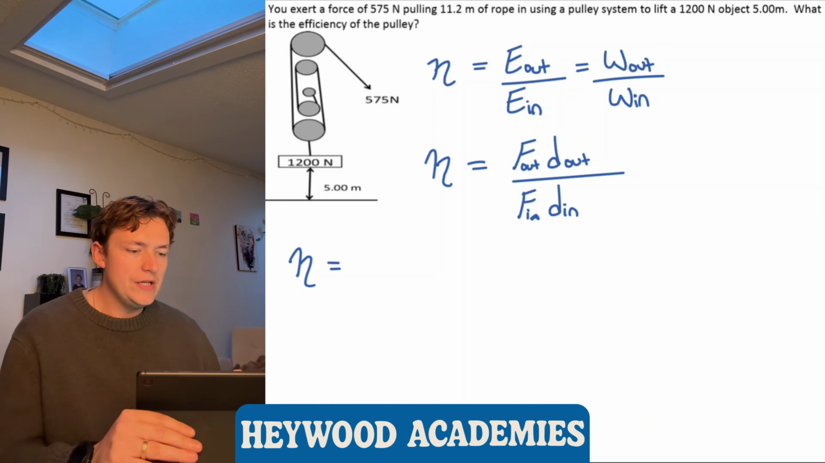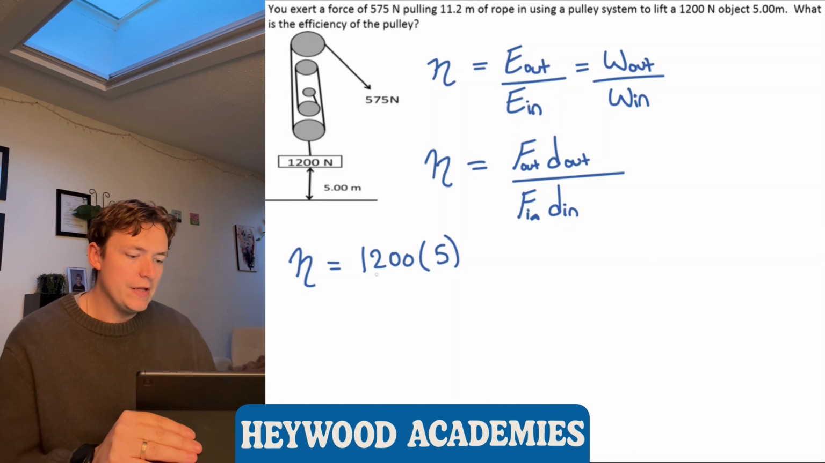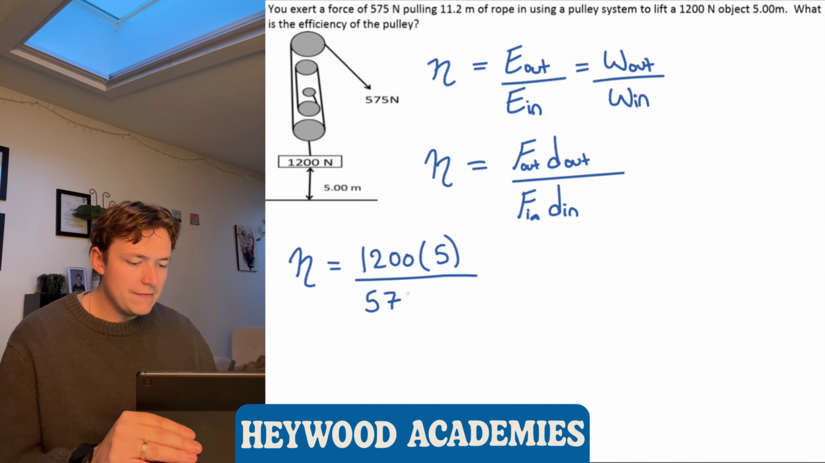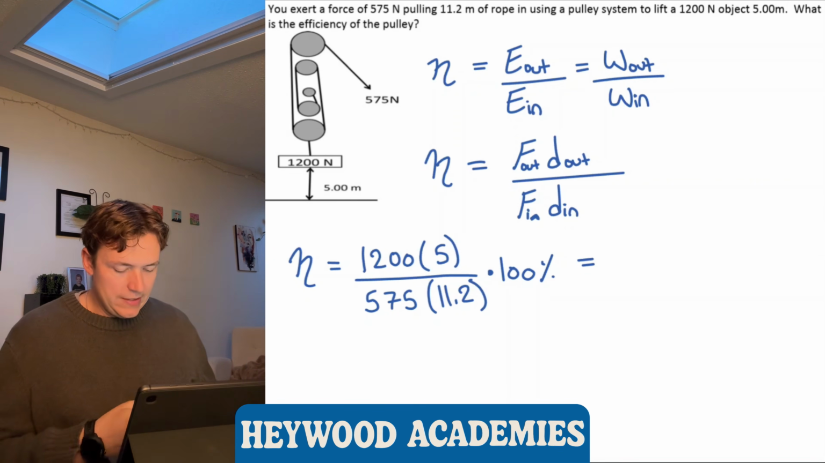Okay, so now we can just plug in our numbers here. The output is the object that we're actually moving, a 1200 Newton object, and that object moved 5 meters off the ground. We're pulling a rope with 575, so that's the force that we're putting in, and that rope moved a distance of 11.2. So then we're going to take all of this, do what we did before, and multiply this by 100% to get that out of a decimal and into a percentage.